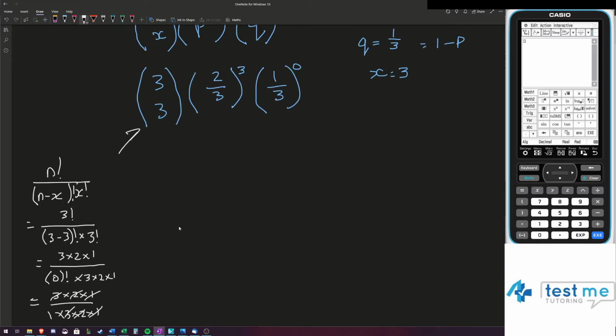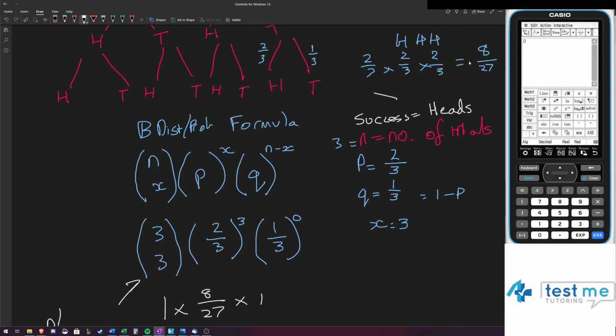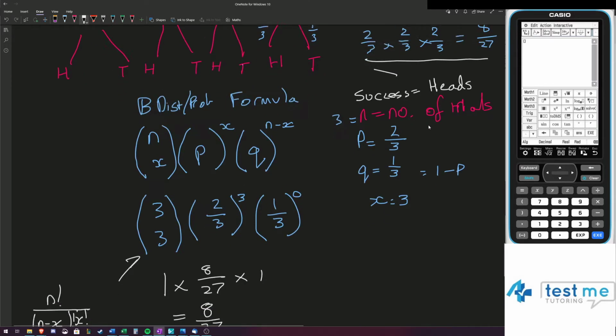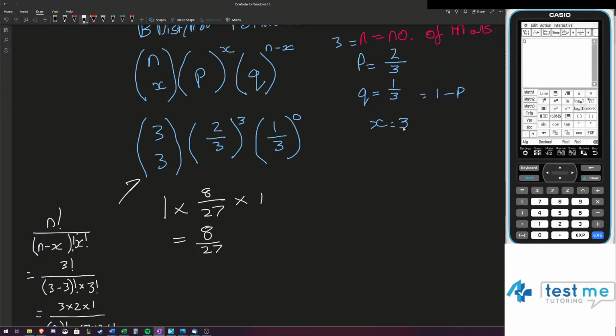So it will change later on, but 1 times, now 2 over 3 cubed. 2 cubed is 8, 3 cubed is 27. Times 1, because anything to the power of 0 is 1. Therefore, 8 over 27. Which when we look at it, that's right. It's up here. Okay, that's just a proof. I'm just going through and showing you exactly what the formula means, okay?